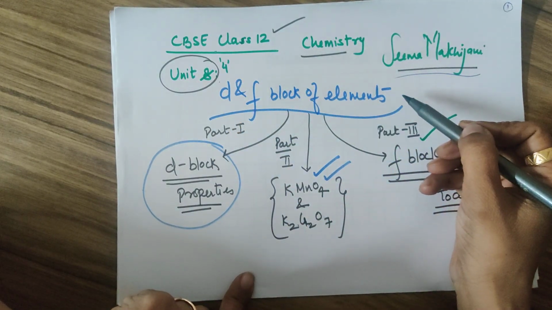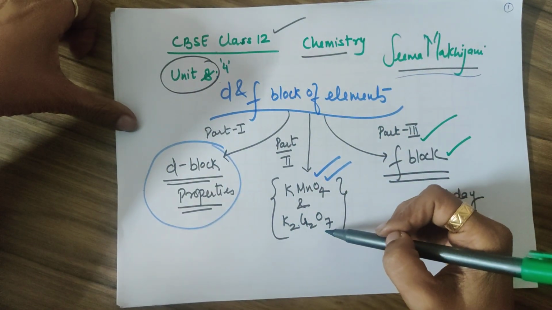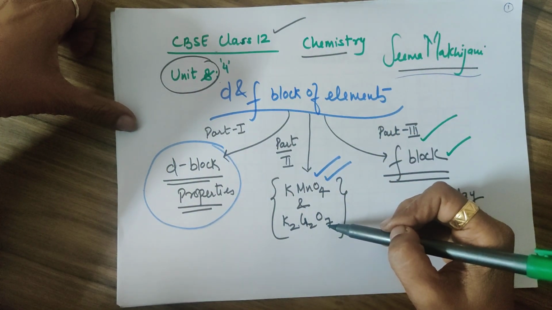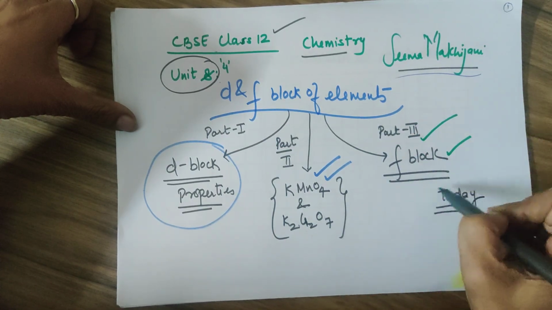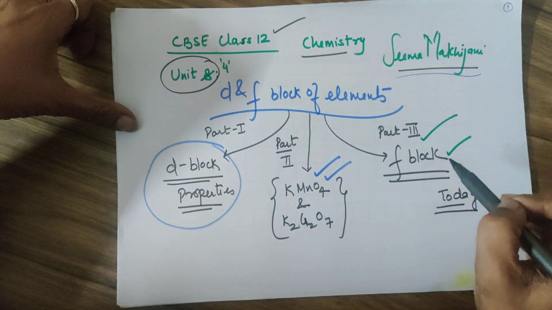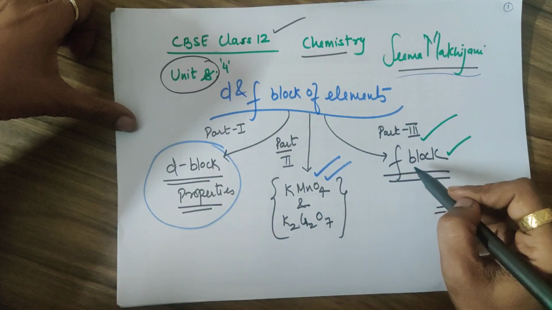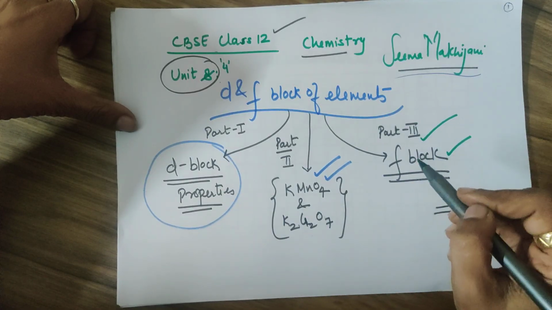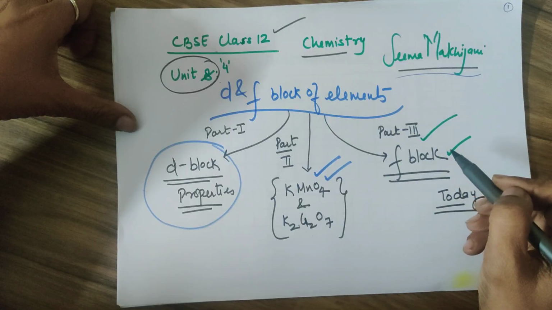D and F block of elements has 3 parts in it. The second part is with respect to KMnO4 and K2Cr2O7. The video is already done. You can refer to it on the channel. The third part is related to the F block of elements, that is your lanthanoids and actinoids. This video is already done, so this also can be checked out on my channel. You just need to write the topic followed by my name and it would be there for you.